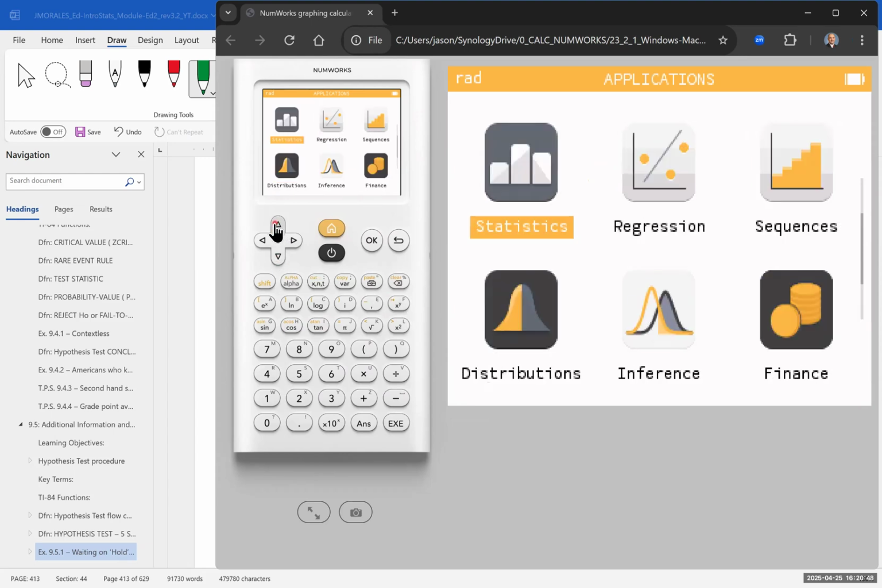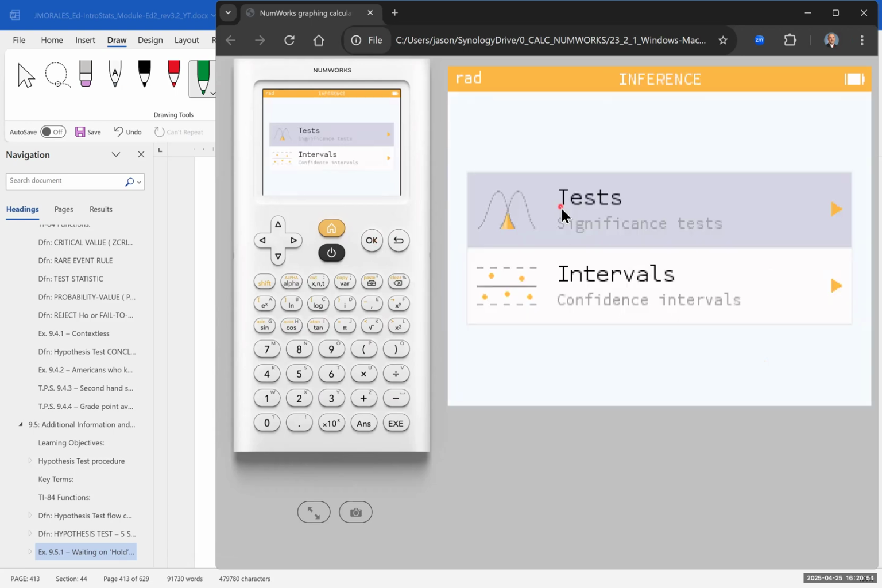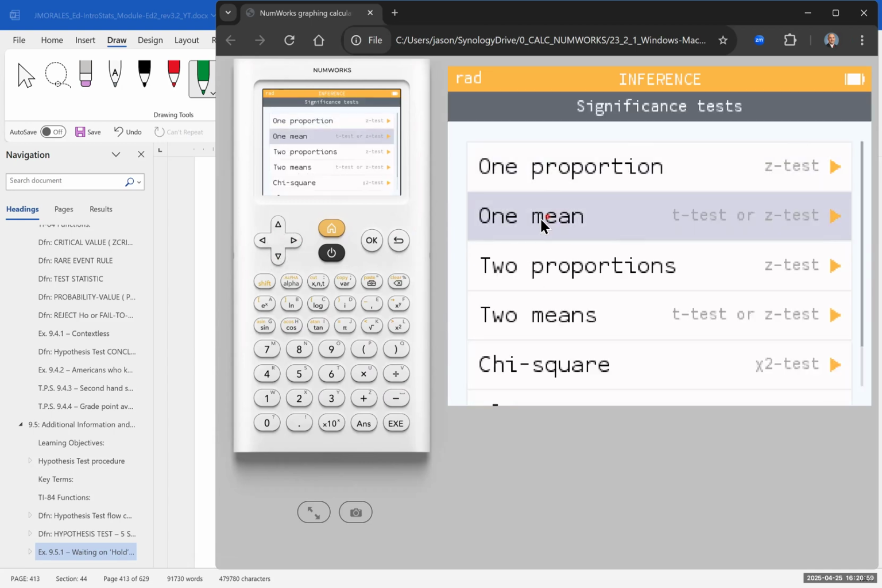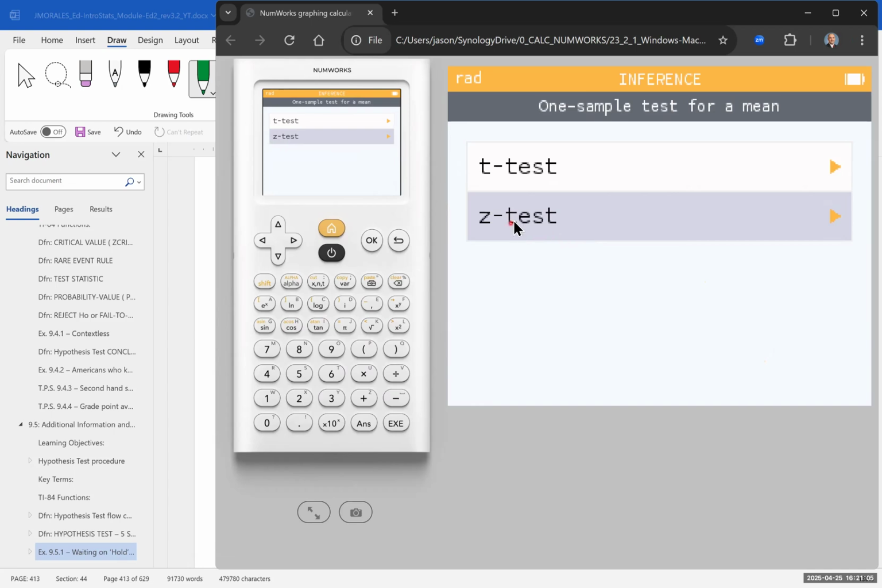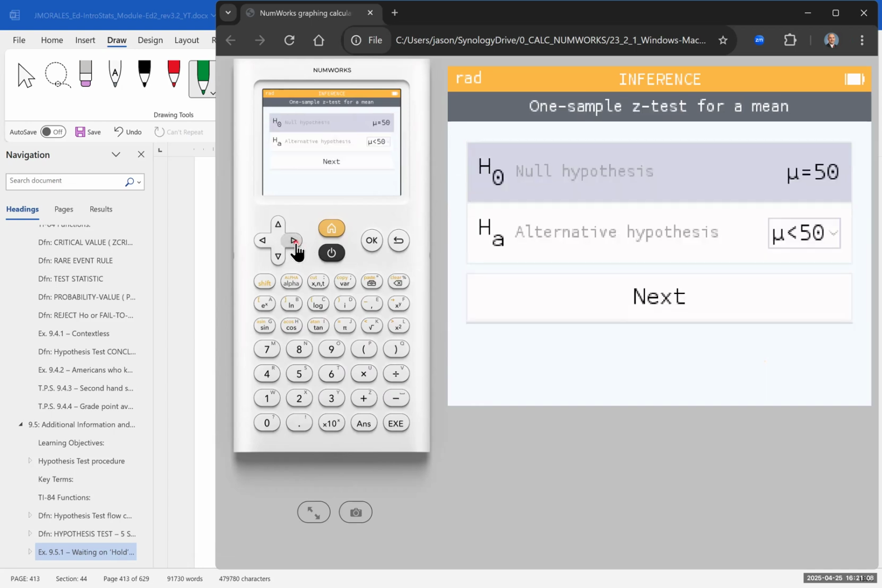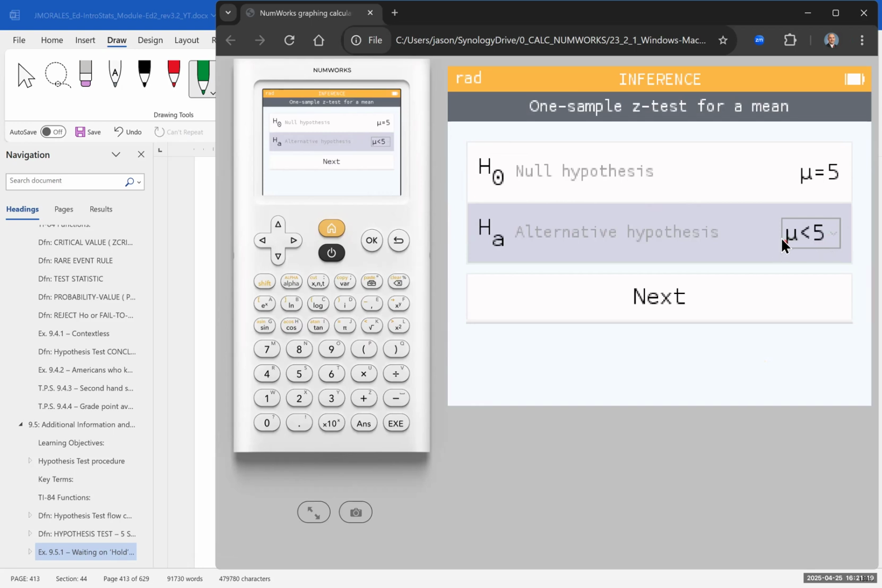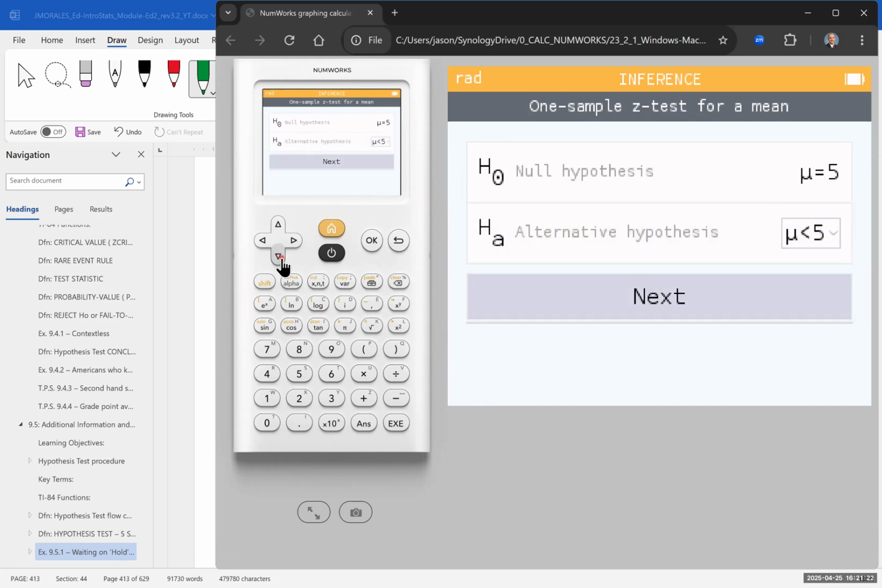So I'm going to hit home and I want to go to the inference app. We want to do a test, not an interval, but now a test. It's going to be of one mean, and we want to do a z-test because we're dealing with a normal distribution. Okay, so this is where we could put in our value, I think. So here I want to put a value of 5. Okay, and yeah, mu is less than 5. That's my alternate hypothesis. Okay, so I'm going to click next.